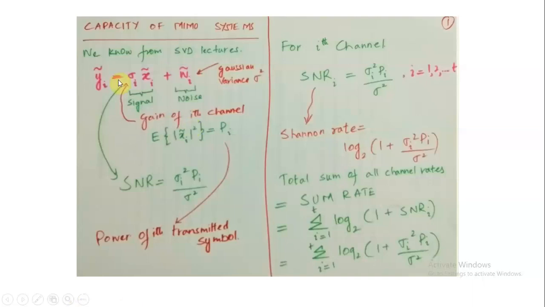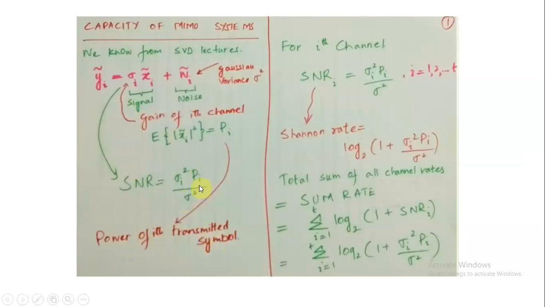So we know that the received signal at the parallel MIMO channels decomposed by SVD is given by sigma_i x_i plus w_i. Here w_i is a Gaussian random variable with variance sigma square, and sigma_i is the gain of the channel. The expected value of x_i square is given by the power transmitted into the symbols. The signal to noise ratio of each channel is sigma_i square P_i by sigma square, where P_i is the power of the ith transmitted symbol.